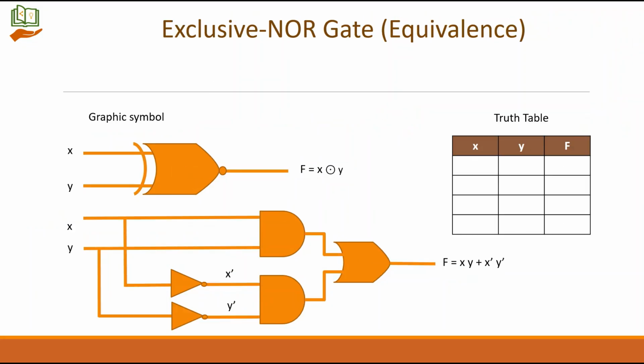Now we will move on to the final gate, exclusive NOR. This gate is also called the equivalence gate. So this is another term that you should remember. Now just see the function. We have two negation operations, one for x dash and another one for y dash. Then we have two AND operations, x into y and x dash into y dash. Then we have the OR operation. So this is NOT, this is AND, and this is OR.